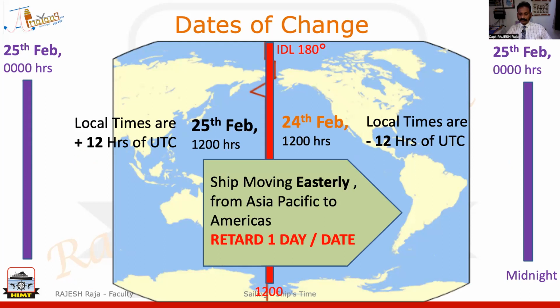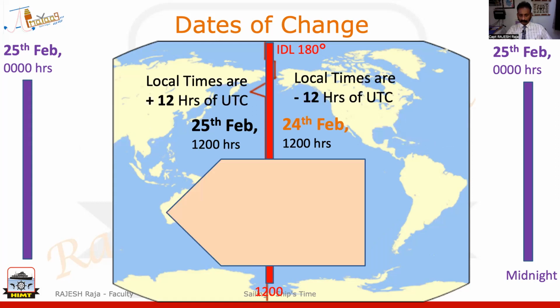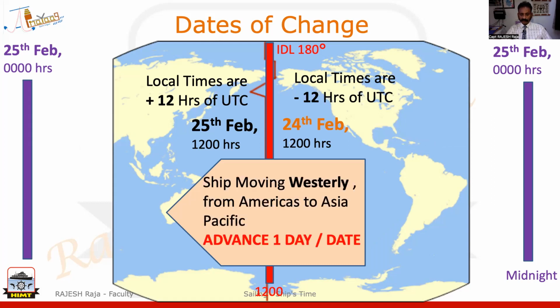If a ship moves easterly, let us say from Asia Pacific to the Americas, please retard 1 day. So the date should go 1 day before. Time is still 12 o'clock. Time, please don't change. Now, exactly similarly, what happens if a vessel moves this side from Americas to Asia Pacific? So from 24th, I have to jump to 25th. That means if I move westerly from Americas to Asia, I have to advance 1 day. The date should become 24th to 25th. Time is still 12 o'clock. Please remember, time is still noon.